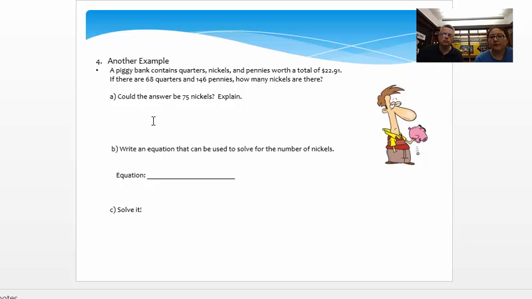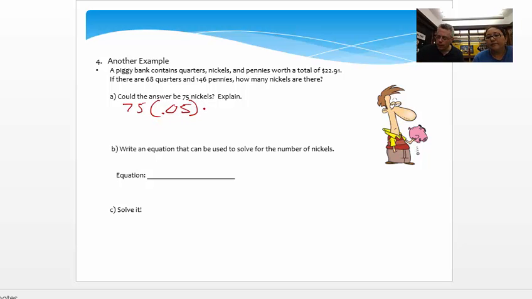All right, so a piggy bank contains quarters, nickels, and pennies worth a total of $22.91. If there are 60 quarters and 146 pennies, how many nickels are there? Could the answer be 75 nickels? Well, let's see here. So we have 75 nickels. So nickels are 0.05.